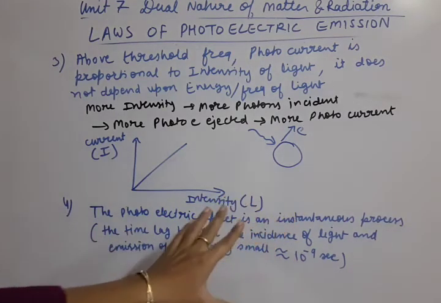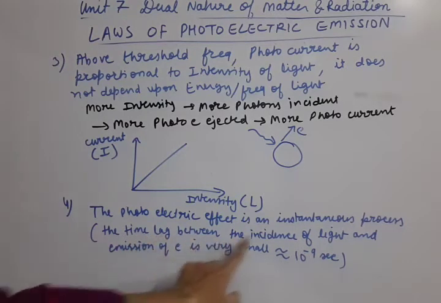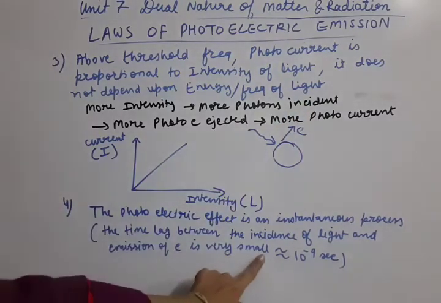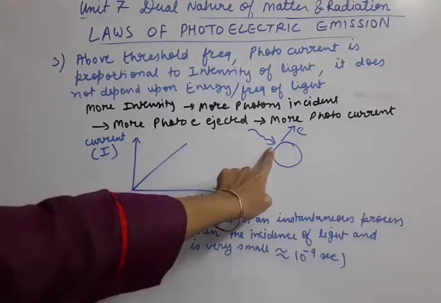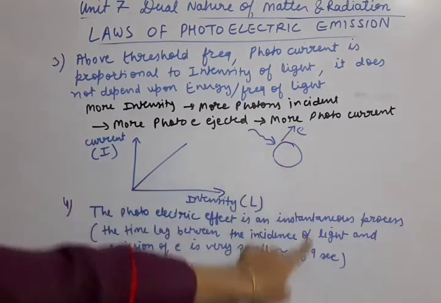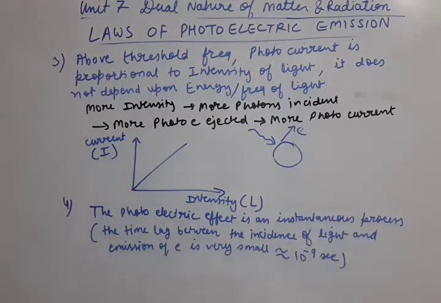Because it has been observed that the time lag between the incidence of the light and the emission of the electron is very small. As soon as the light falls, almost at the same time the electron gets ejected out. And this time gap is so small, that is 10 raised to power minus 9 second, that we can say this process is very, very fast.